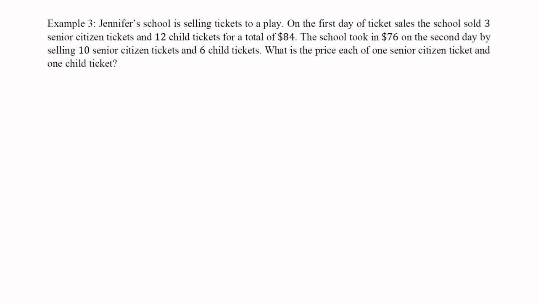So let's start by defining our variables. Let X be the senior citizen ticket price, and let Y be the child ticket price. So we're going to take that second sentence and form our first equation. 3 senior citizen tickets would be 3X, and 12 child tickets would be 12Y. Add those together and you get 84. 3X plus 12Y equals 84.